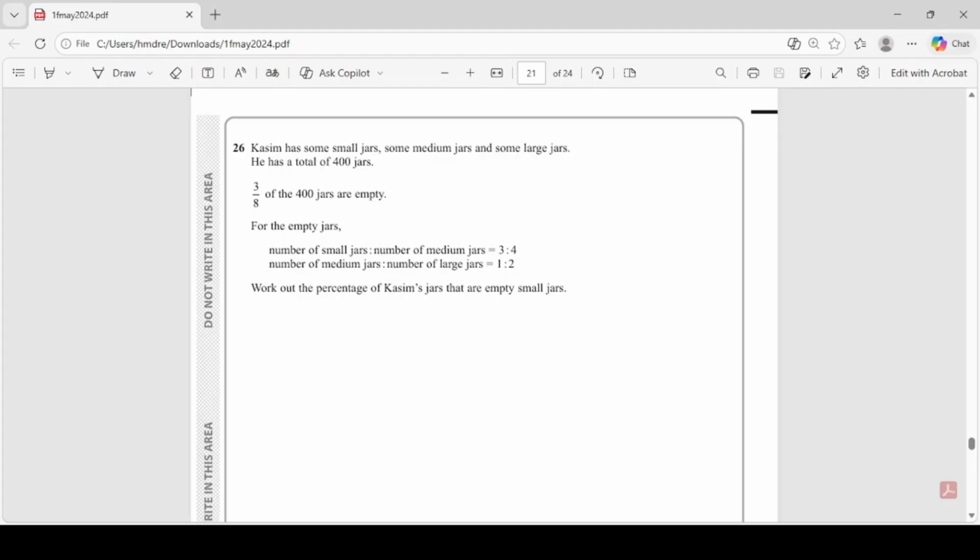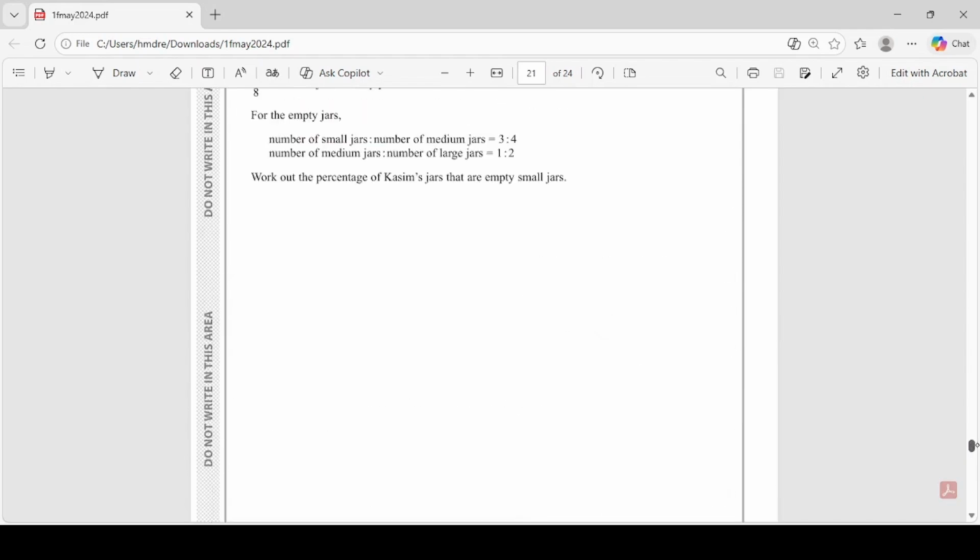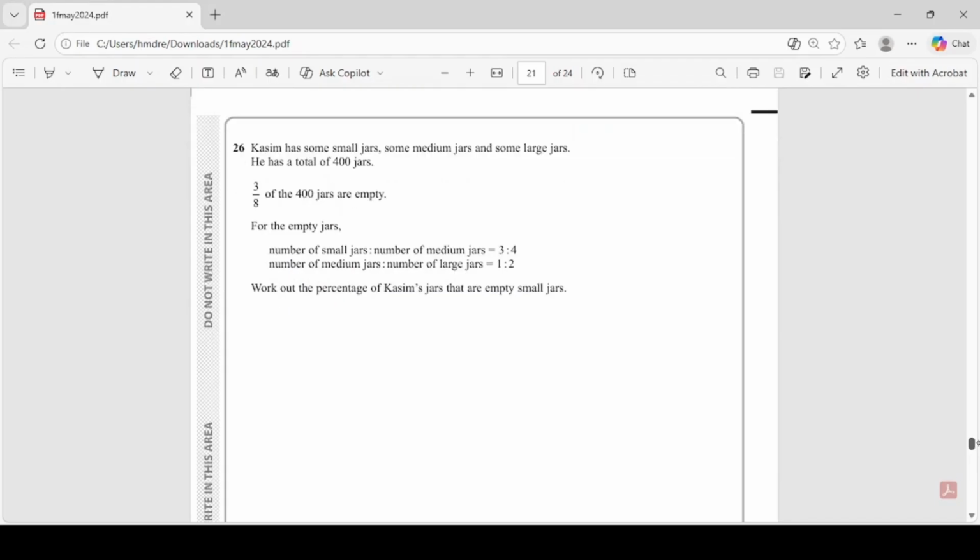Okay, so these questions now, we're getting really long, lots of words, lots of things to do. If we check the marks here, it is a 5-mark question. So although it can be intimidating when it is such a big question like this, it means there's lots of opportunities to get marks. So what we're going to do first of all is we want how many jars are empty. So what we're going to work out is total empty.